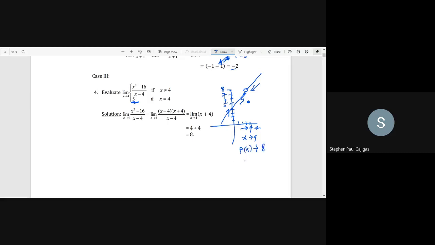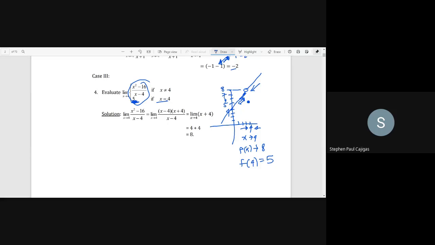However, f of 4, if we base it on the definition of the function, when you substitute 4, the answer should be 5. It is 5 because it is written that if x is equal to 4, then your function is equal to 5. But the limit as x approaches 4, the limit is actually equal to 8. So that is our graph. The function near 4 has the value 8. But the value of the function when x is actually equal to 4 is 5. So that's how we evaluate limits.